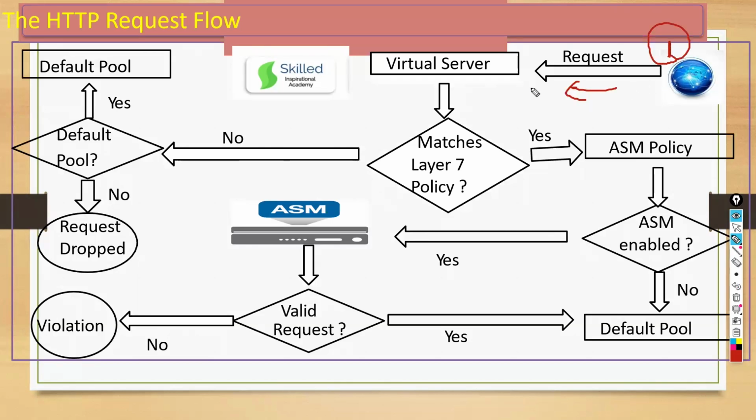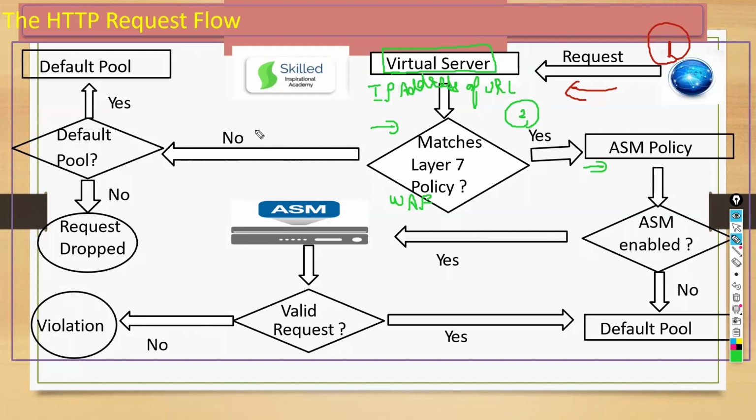First it will hit your virtual server. A virtual server is nothing but the IP address of your URL. All your traffic will first hit your virtual server. Now in the virtual server, you will apply a layer 7 WAF policy. If there is a layer 7 policy on your virtual server, then it will check the policy. In the policy, it will check whether it is bad traffic or good.